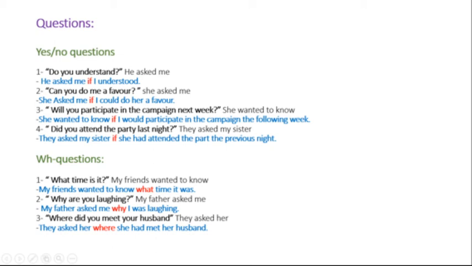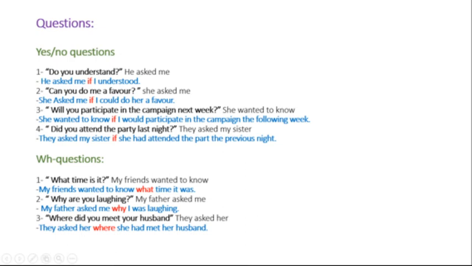Now the last part, WH questions. First one, "What time is it?" My friends want to know. "What time is it?" It's a WH question. It starts with a WH word. What? My friends wanted to know what time it was. So here we don't use if, but we keep the WH word as it is. If we have what, we put what. If we have why, where, when, etc. My friends wanted to know what time it was.